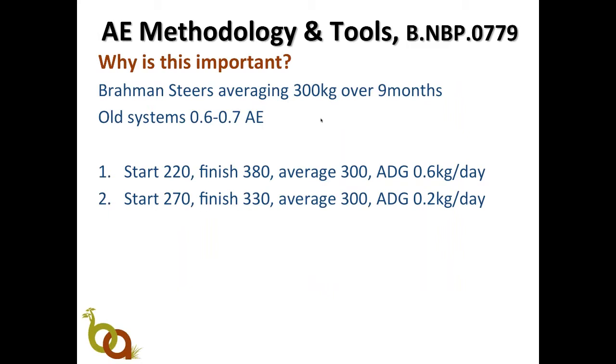Another example we've got here is Brahman steers averaging 300 kilos growing over 9 months. Under previous systems, and the previous systems were based on either metabolic weight or proportion of 450 kilos, that animal would have been about 0.6 or 0.7 of an AE. But let's say we've got two examples, and these can be individual animals or mobs of animals. We've got one that's starting at 220 at the start of the 9 months and finishing at 380, still averaging 300, but gaining 0.6 kilos a day over that time, versus one that's starting at 270 and finishing at 330, still averaging 300 but gaining 0.2. Previously growth wasn't accounted for, just that average of 300 would be what was used to determine its AE rating.